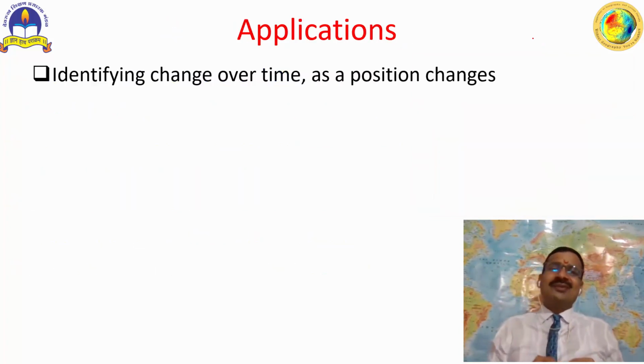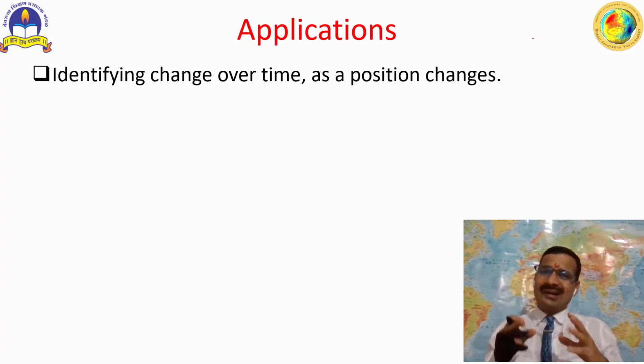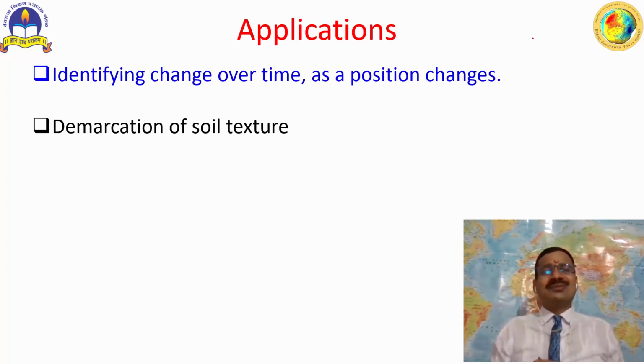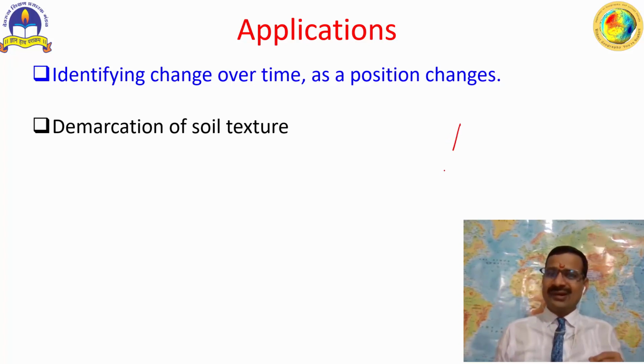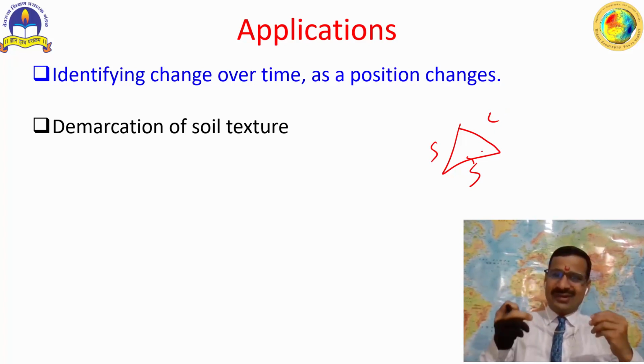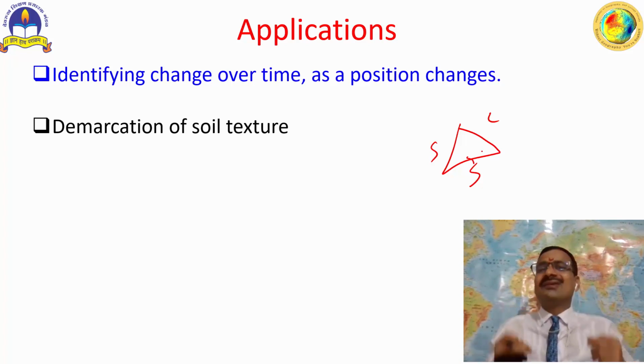Triangular graphs are mostly applied to identify change over time as positional changes. Also, it is used for the demarcation of soil texture, because suppose the soil texture contains sand, silt and clay. We can depict all these, sand, silt and clay, on three axes, and accordingly we can determine the actual texture of that soil.